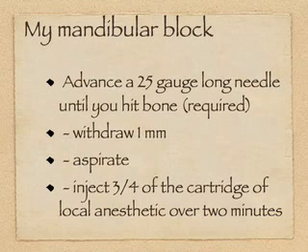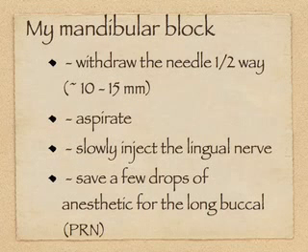3/4 of the cartridge of local anesthetic solution is slowly injected over a 2-minute period. After depositing local anesthetic solution for the inferior alveolar nerve, the needle is withdrawn halfway and aspiration again performed. At this location, the lingual nerve may be injected with most of the contents of the cartridge that remain. Saving a few drops of local anesthetic for the long buccal nerve as needed is recommended.